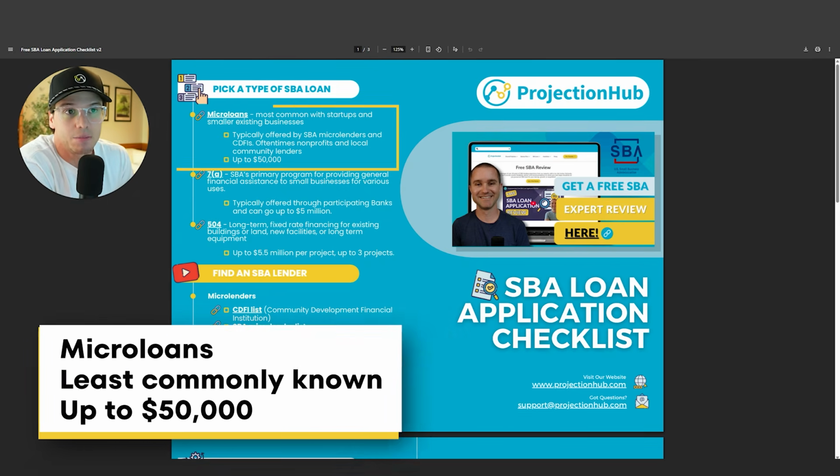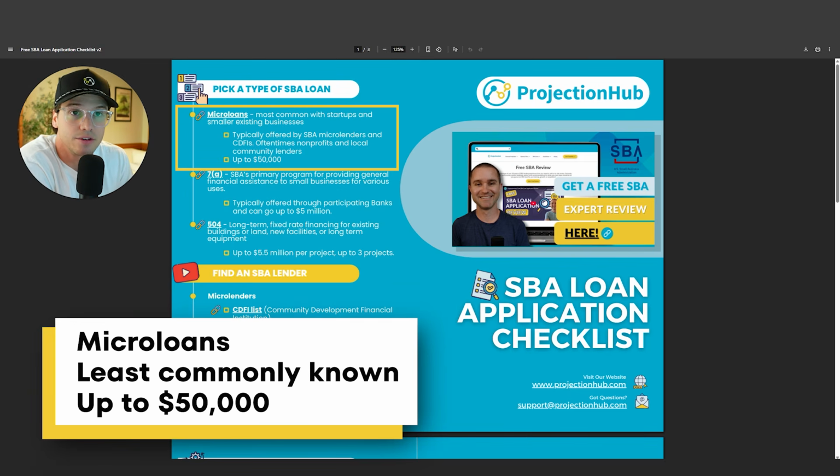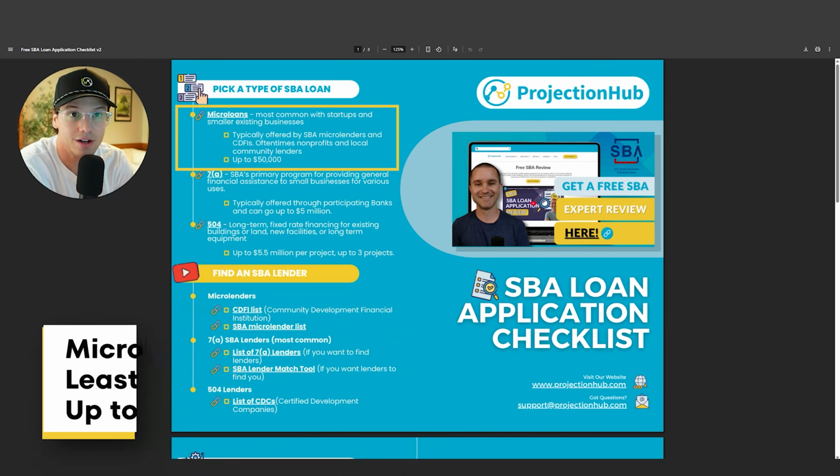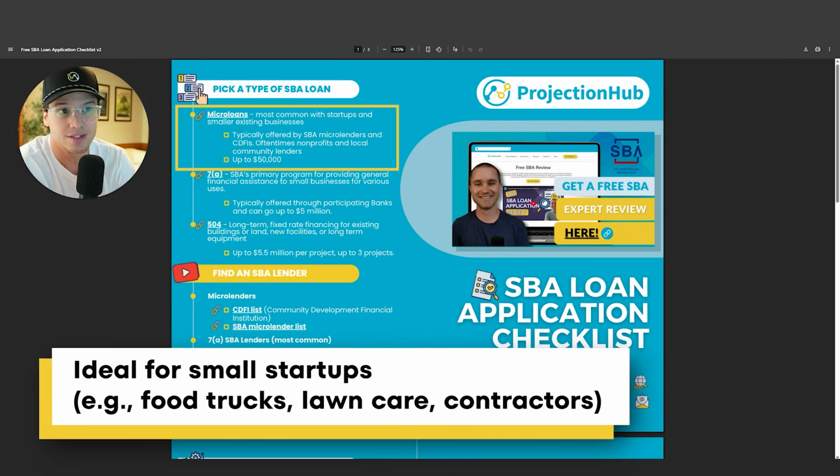Probably the least commonly known is the SBA microloan, and these are my favorite personally. They're just small, up to $50,000. So this is perfect for people starting a really small business. Think food trucks, small contracting businesses like a lawn care company, different things like that. These are really great, and startups work really well in this program.